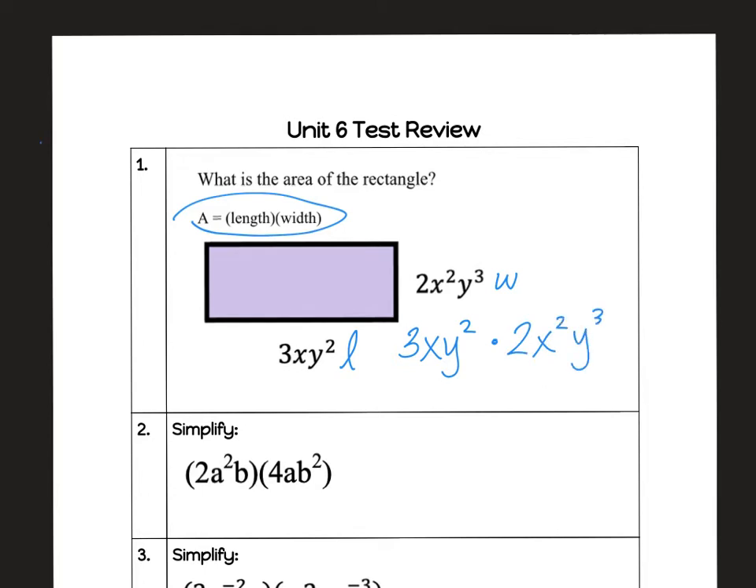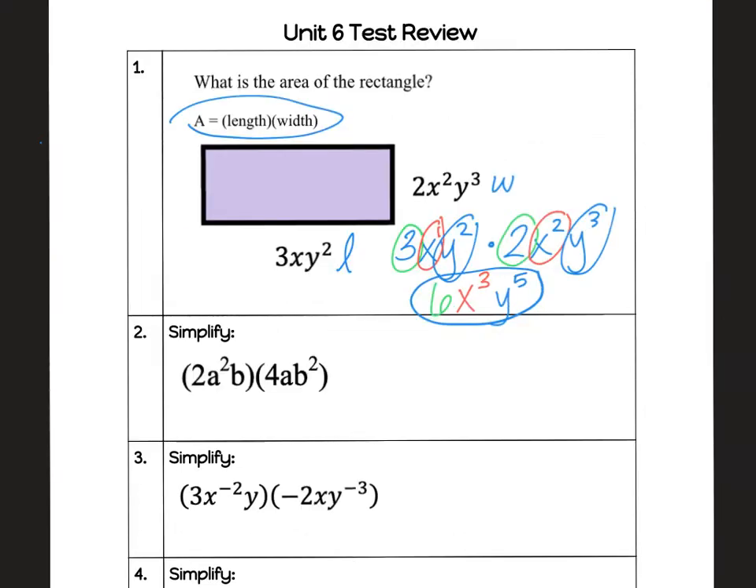Okay, so I'm going to color code these. So our coefficients, we're just multiplying the numbers. We get 6. Then our x's, we are going to add the exponents. So this guy on the left has an exponent of 1, and 1 plus 2 is 3, so we're going to have x to the third. And then our last one, I'm going to do in blue. So y squared and y cubed, 2 plus 3 gives me 5, so y to the 5th power. So this is the area of that rectangle.